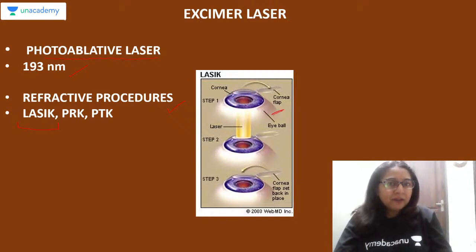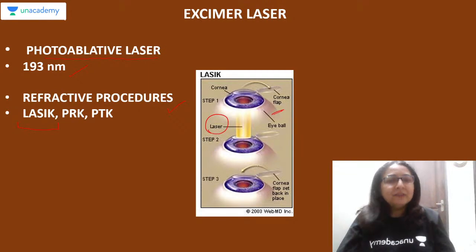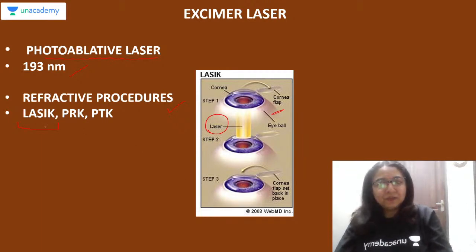A corneal flap is created and everted, and then at the base of the cornea, on the stromal base, the Excimer laser is applied. Where the laser is applied, it ablates the tissue over there. Depending upon how much the refractive error is, the ablation is automatically done, and then after the procedure, you set back the corneal flap. So this is your LASIK procedure.